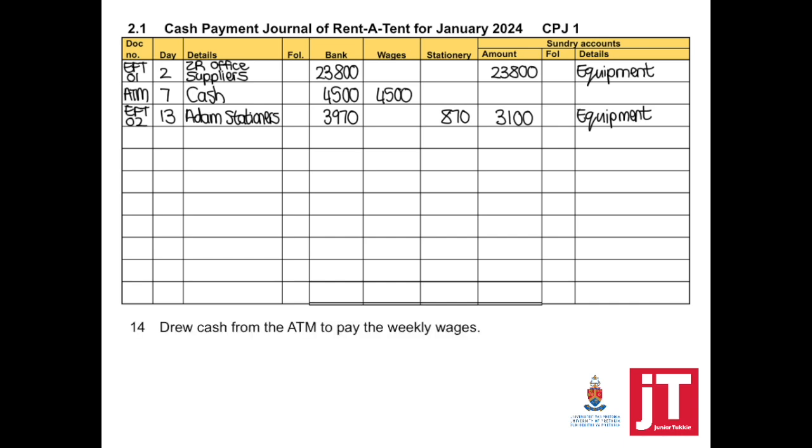Day 14, drew cash from the ATM to pay the weekly wages. So they didn't tell us that there's another employee that was employed or any additional details. So we start off with the document ATM, day 14. Cash, how much? The same as on day 7. Our wages is 4,500.